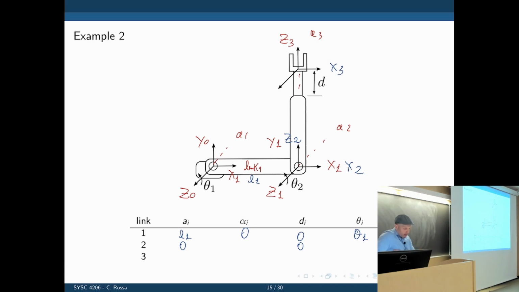What is alpha_i? Alpha_i is the rotation of the z-axis with respect to x2. So z was pointing like that and then went up across x. If it went up, did it go clockwise or counterclockwise? Clockwise. So that is negative 90 degrees.